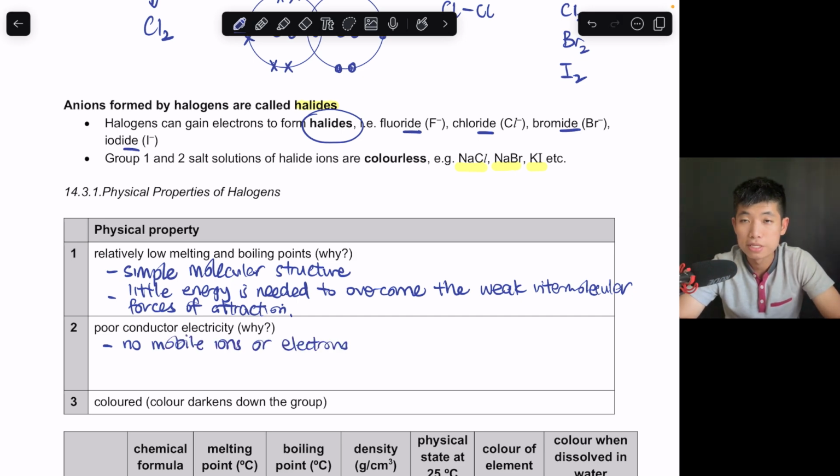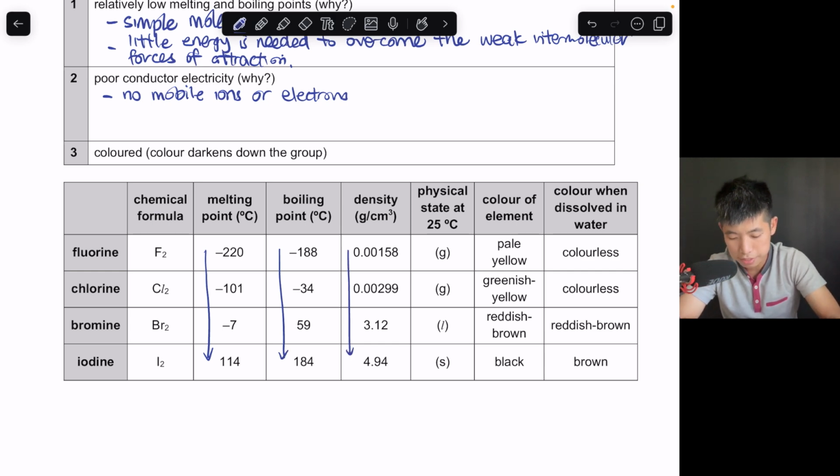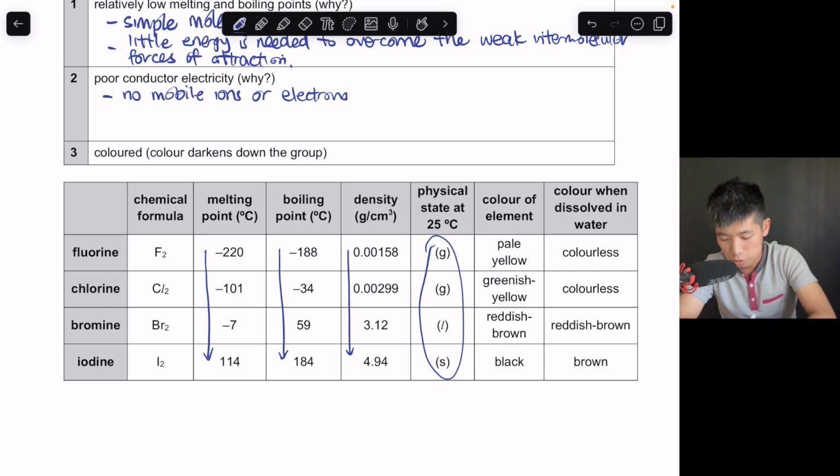An interesting property of your halogens is that they are also colored, and we will look at the color in a while. Here's a table showing the properties of your group 17 elements. Can you identify some trends? Firstly, you will notice that the melting and boiling point increases down the group. The density also increases down the group. As a result of their increasing melting and boiling point, the physical state actually changes from gas to liquid to solid. There is also a trend in the color.